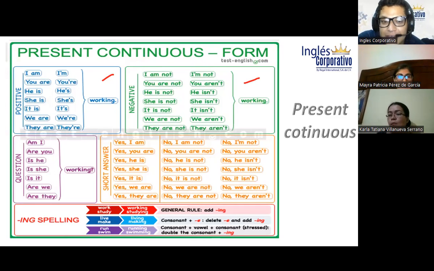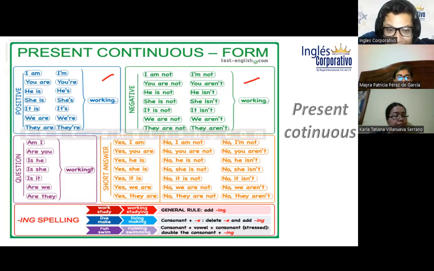So you can appreciate here the structures in positive and negative, and also use contractions like you're, he's, she's, it's, we're, they're, right? In a short form. And also the negative form, like I'm not, you aren't, he isn't, right? So in that case, we use the subject plus the verb be, and the next verb goes with ing form to make it continuous. And also we have some questions like, am I, are you, is he, is she, is it, are we, are they, using the question forms.